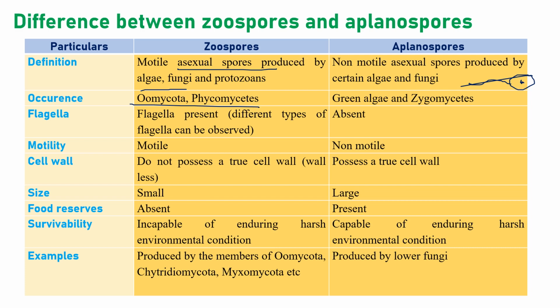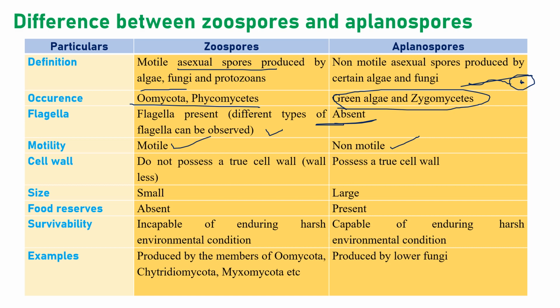As for occurrence, generally in Oomycota and Phycomycetes we can see these zoospores, whereas in green algae and Zygomycetes we can observe aplanospores. In zoospores, flagella are generally present, and different types of flagella can be observed, but in aplanospores the flagella are absent. So for motility, zoospores are motile because they have flagella, right? Aplanospores are non-motile because they have no flagella.